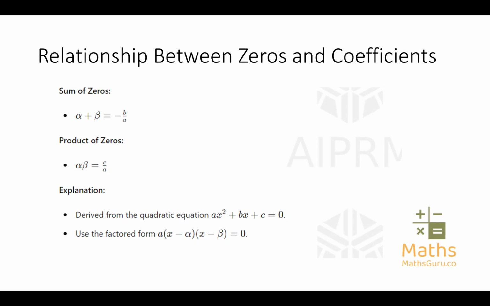The relationship between the zeros and the coefficients of the polynomial is this: if your equation is ax square plus bx plus c, and alpha and beta are the roots or the zeros of the polynomial, then alpha plus beta would be minus b by a, and alpha into beta would be c by a. We will take a few examples after this and try to validate this. This whole thing has been derived from these equations.